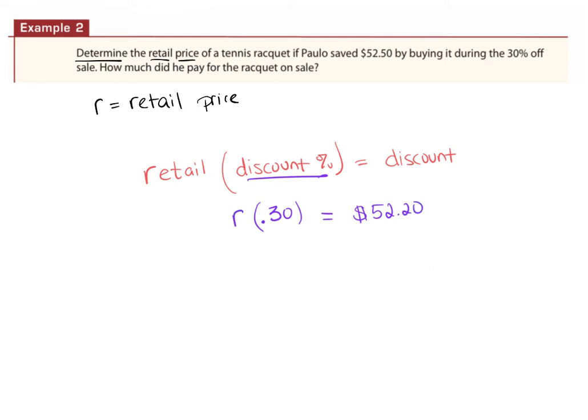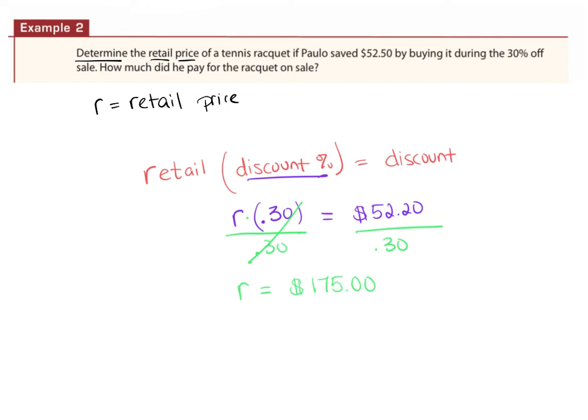What's happening between the R and the 30%? I'm multiplying. I have to do the inverse here. So in order to solve for this R, what do I need to do? I'm currently multiplying. Yep. So I'm going to divide by this 0.30. So take $52.50 and divide by the 30% or the 0.3. $175.